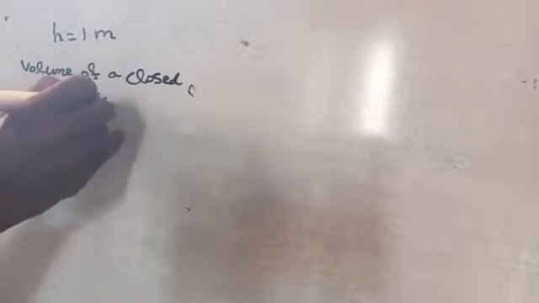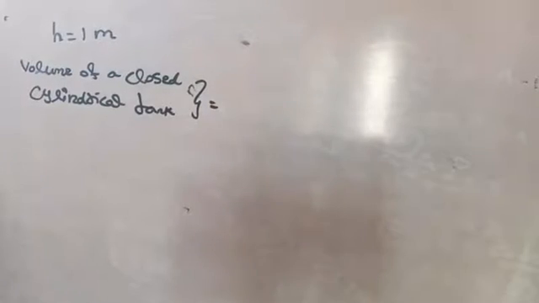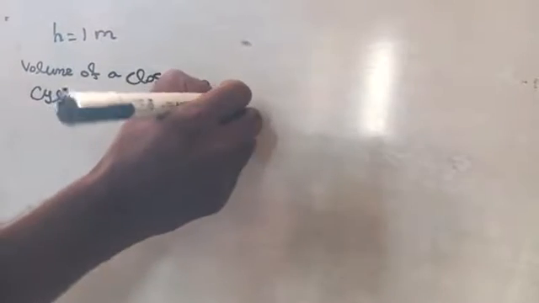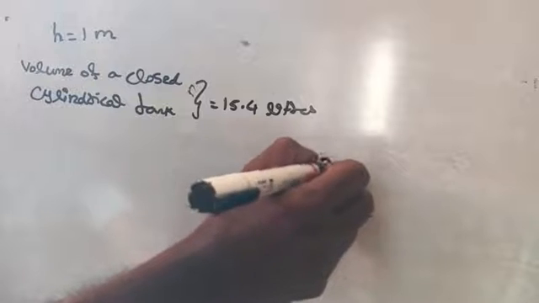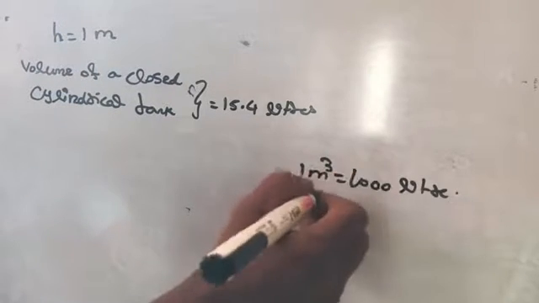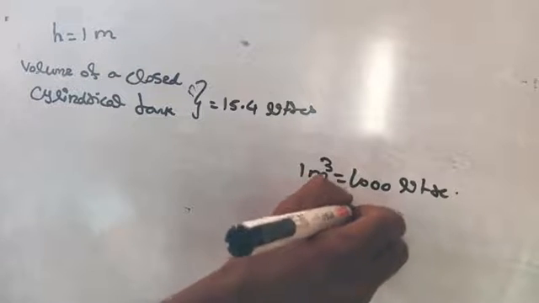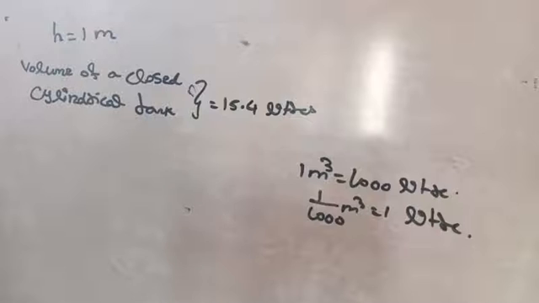Volume of a closed cylindrical tank is equal to 15.4 liters. So 1 meter cube is equal to 1000 liters. Am I right? So 1 liter is equal to 1 by 1000 meter cube. 1 meter cube equal to 1000 liters, so 1 by 1000 meter cube is equal to 1 liter.